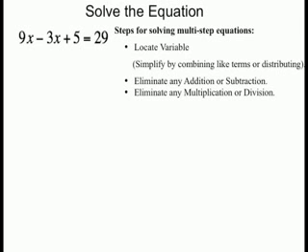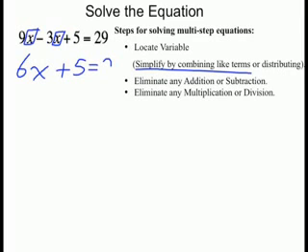So, first step, locate the variable. In this case, we have x as a variable and it is located at two different places. So we must simplify by combining like terms. So 9x minus 3x is 6x, so we have 6x plus 5 equals 29. Now it's a two-step equation and we must eliminate addition or subtraction.